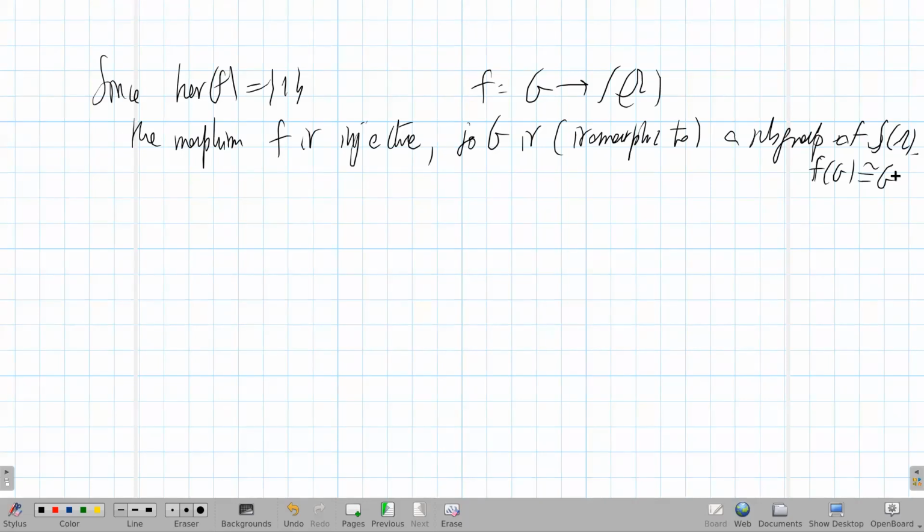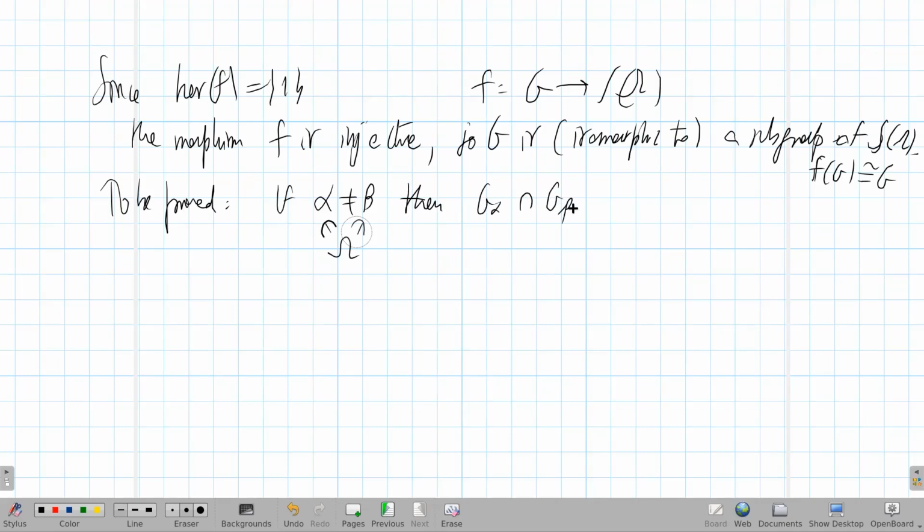Good, and the last condition we have to prove says that if alpha is different from beta, these are elements of omega, sorry, not of G, these are elements of omega, then G alpha intersect G beta has to be 1, okay?